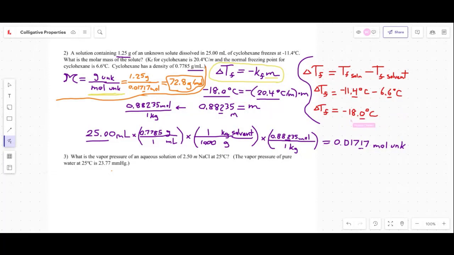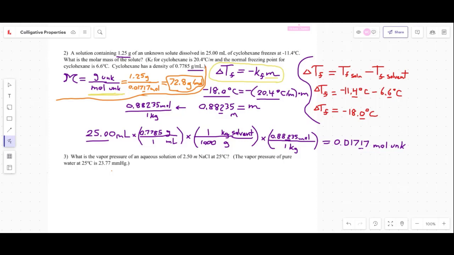So Victoria, you were going to say something. I'm sorry. Go ahead. Oh no, you're fine. It's just kind of humorous that we have to do so many steps just to get the moles of the unknown solute. Yes. Yeah. It's true.